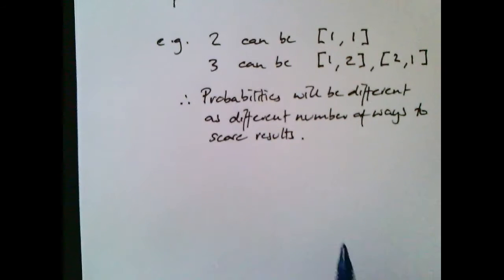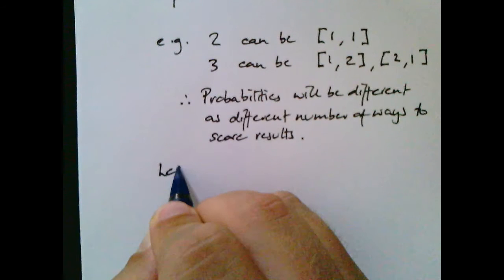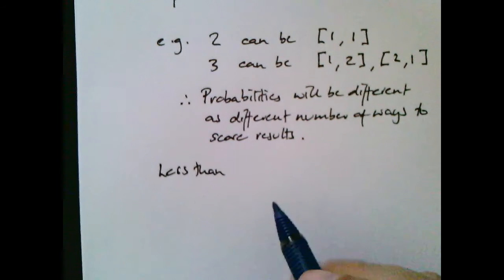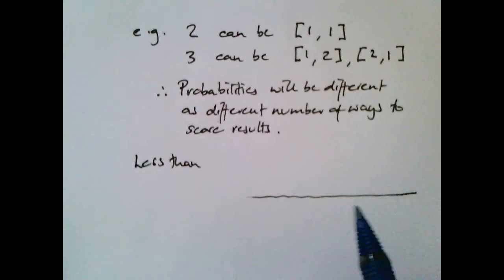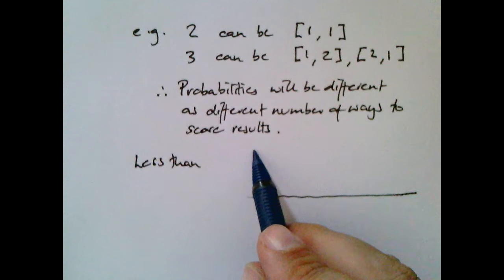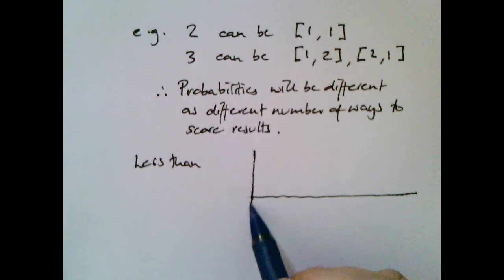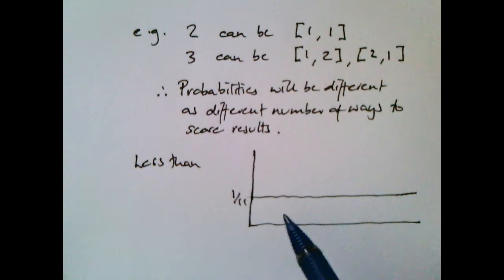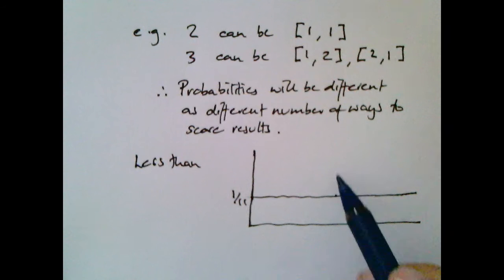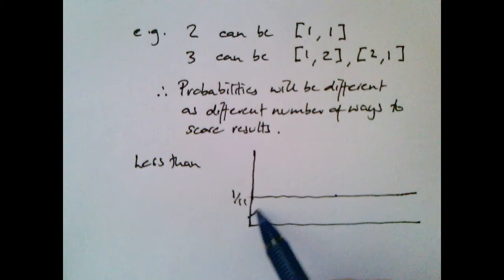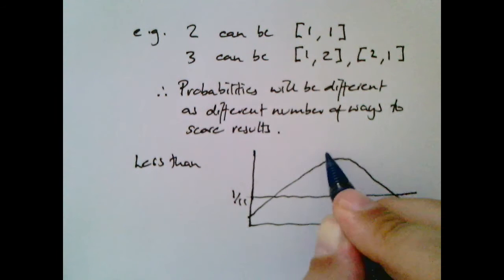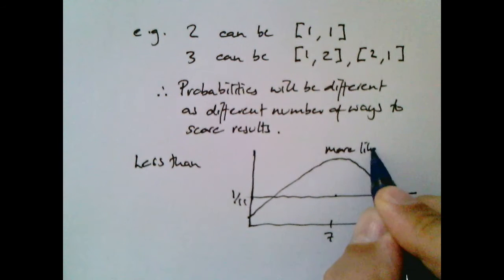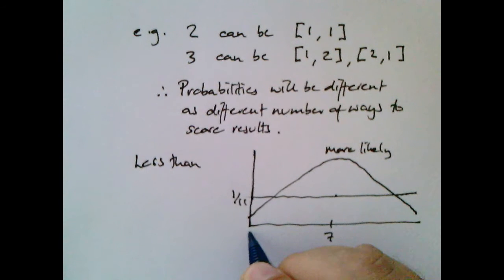Now, less than, because if you think about all the probabilities added up, we're going to say some are going to be more likely than others. So you're almost going to get this sort of shape. 2 and 12.